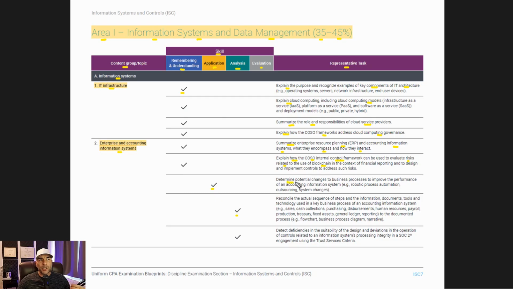You're going to need to be able to determine the potential changes to business processes to improve the performance of an accounting information system. You're going to need to be able to reconcile the actual sequence of steps and the information, documents, tools, and technology used in key business processes, and to detect deficiencies in the suitability of the design and deviations in the operation of controls related to information systems processing integrity in SOC 2 engagements using the trust services criteria.